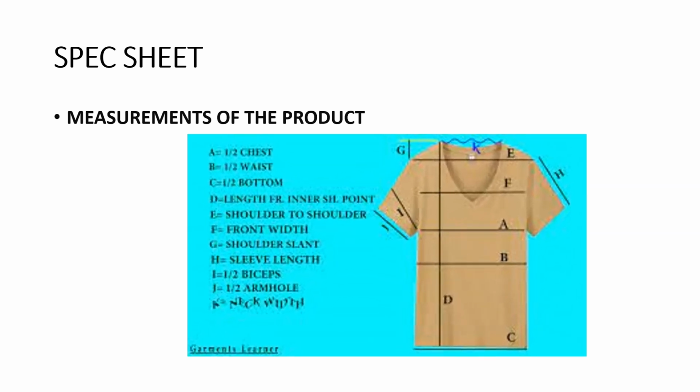But yes, alteration is possible in all the areas of measurement, starting from the different areas like chest, waist and bottoms. So different areas like sleeve length, biceps, armhole, front width, shoulder part. So all the areas are taken into consideration, and everywhere corrections or tolerances can be applied depending upon the requirement. So that is also one of the important points in the specification sheet.